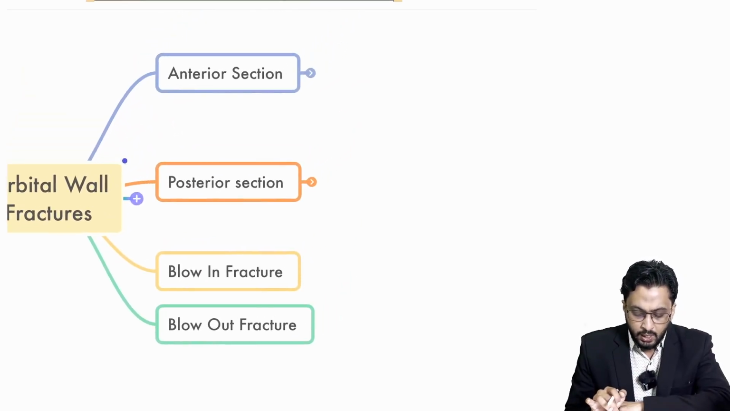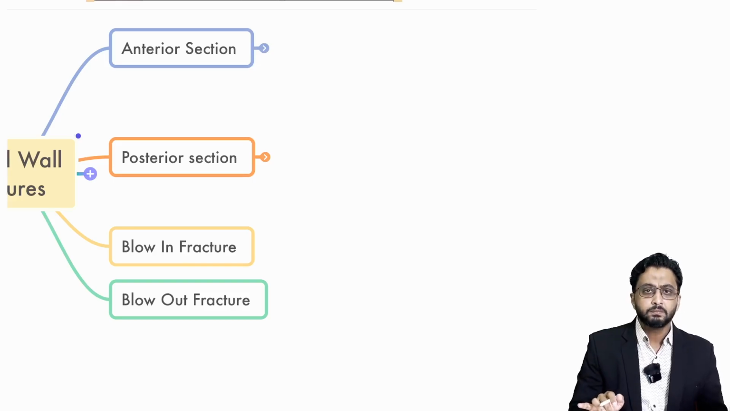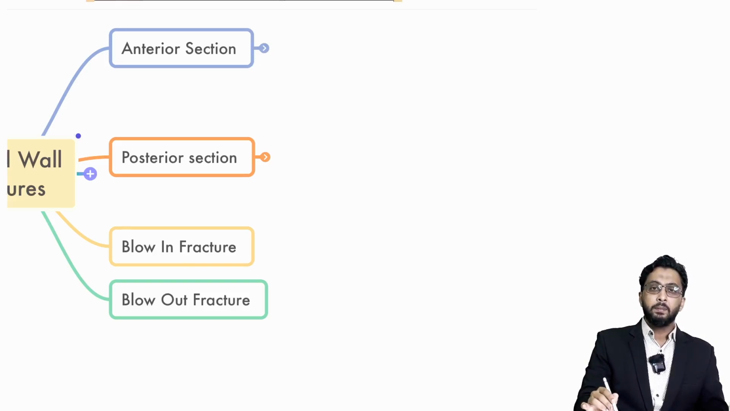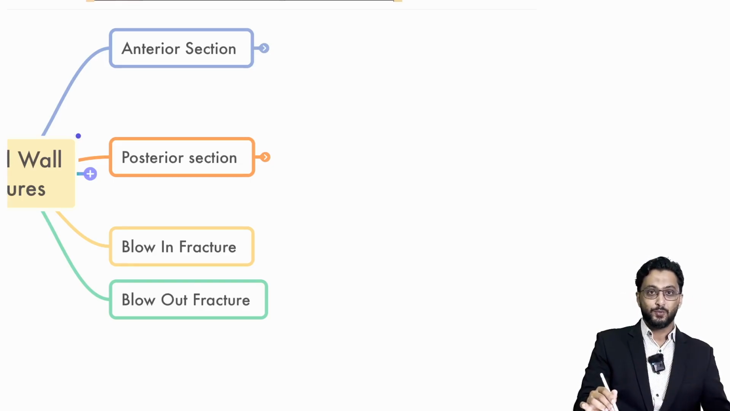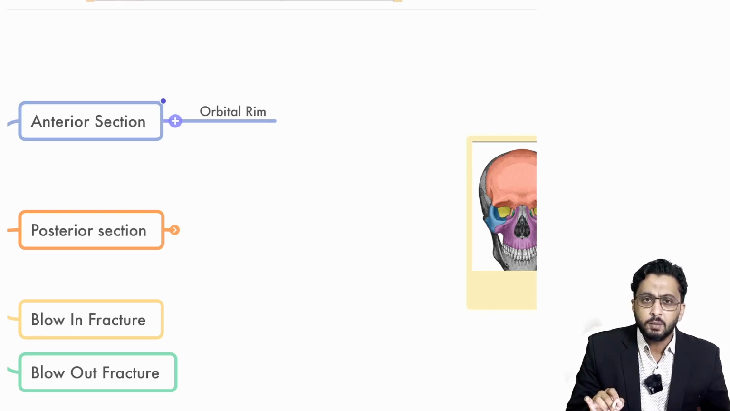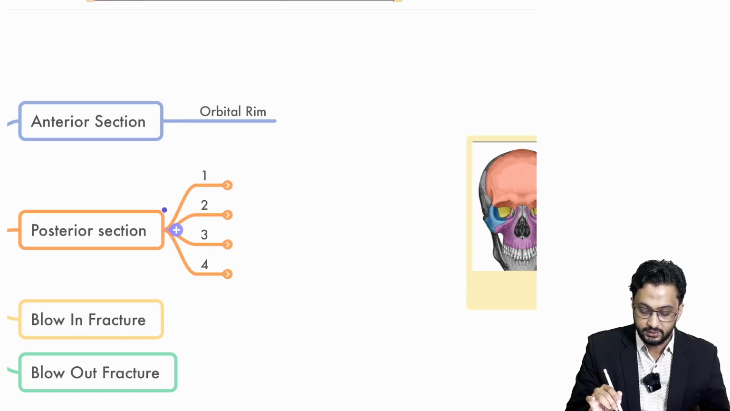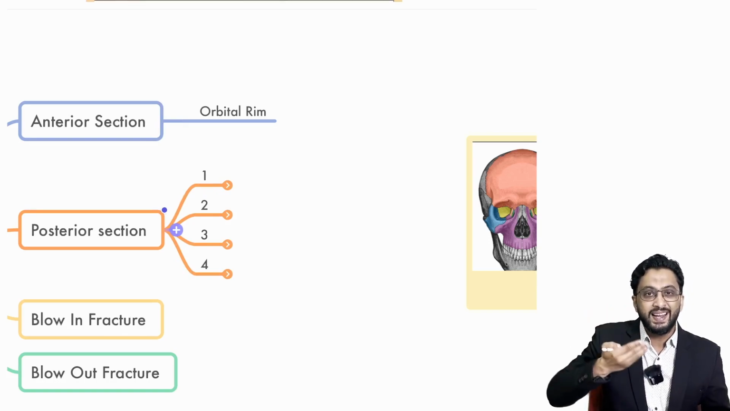Now if you just see the blowout fracture, I'll show you the images for sure. The fracture can be in the anterior section and the posterior section. Now it's very important to understand what is anterior and what is posterior with relation to the orbit. Blow-in and blowout fractures are definitely related to your anterior and posterior sections, but I'll tell you how. If you see your anterior section, it talks about the orbital rim. I'll explain to you each and every part of it. The orbital rim is the anterior part, you can palpate it, isn't it? The posterior section goes behind the orbital rim.